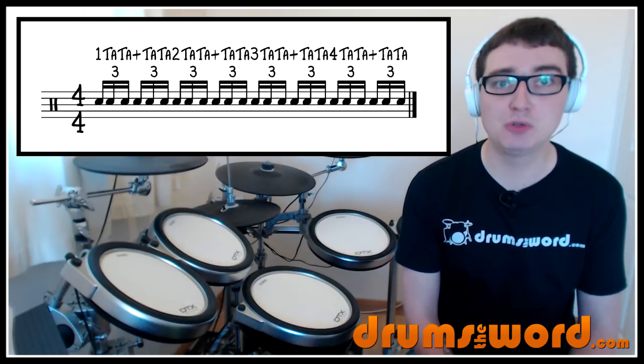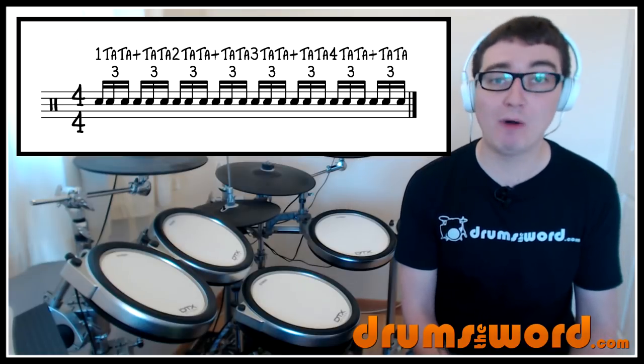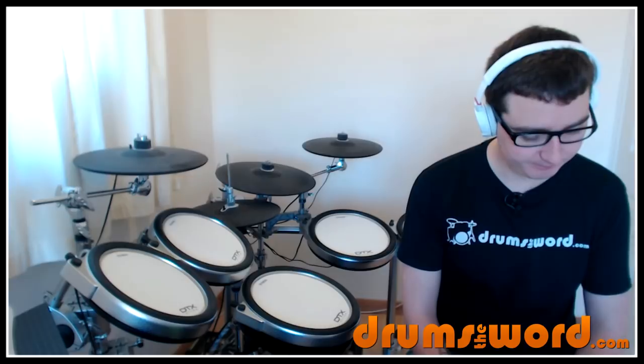1-ta-ta, anta-ta, 2-ta-ta, anta-ta, 3-ta-ta, anta-ta, 4-ta-ta, anta-ta. We can hear the 1 and 2 and 3 and 4 and with the tuta filling in the gaps.